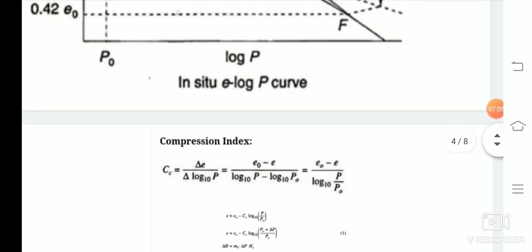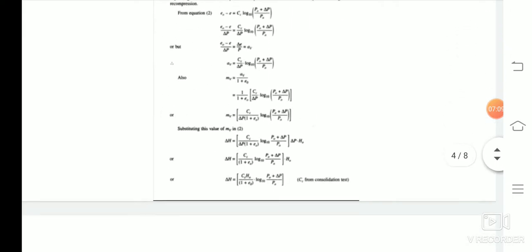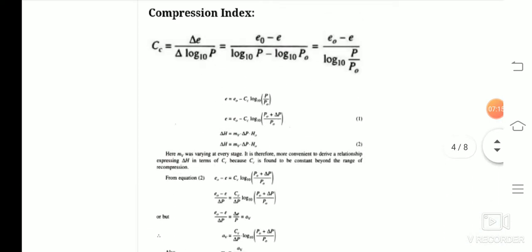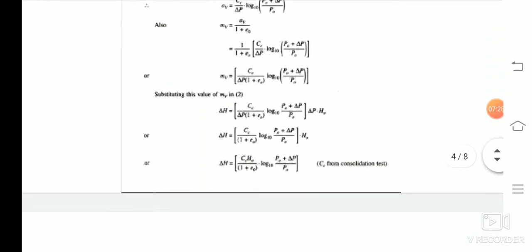So here we get the value of the compression index Cc, which is used for finding out the consolidation settlement. The settlement can also be obtained from this formula: delta H equals mv into delta P into H naught. What is mv? We are going to study it in the next section.